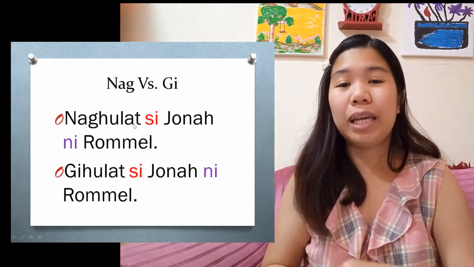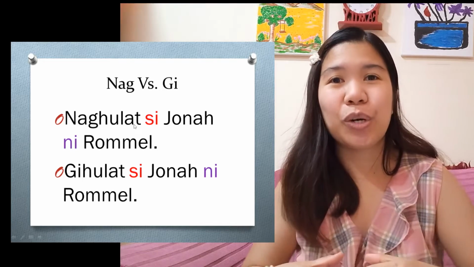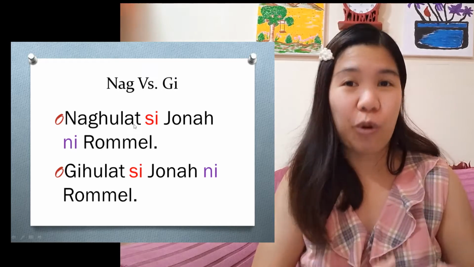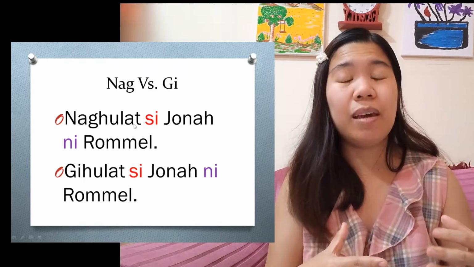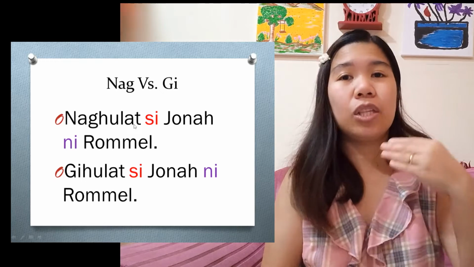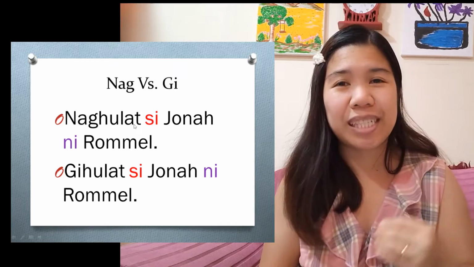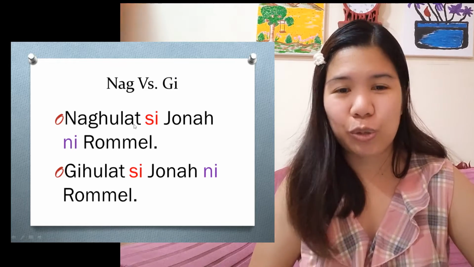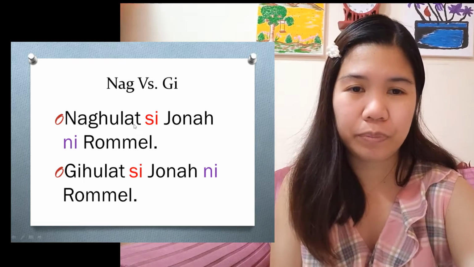Gi is usually added to an action word to pertain an action in passive voice. Okay? It's not the subject who does the action. Usually, the subject is the one experiencing the action or receiving the action. Understood? Okay, let's have another example.